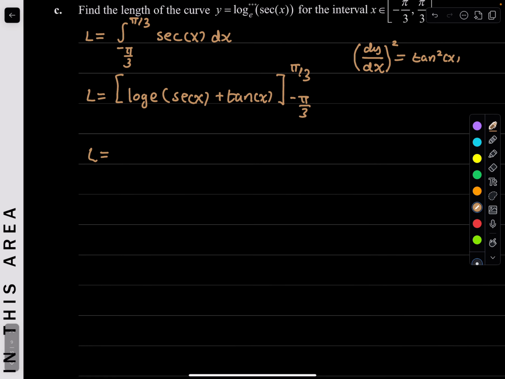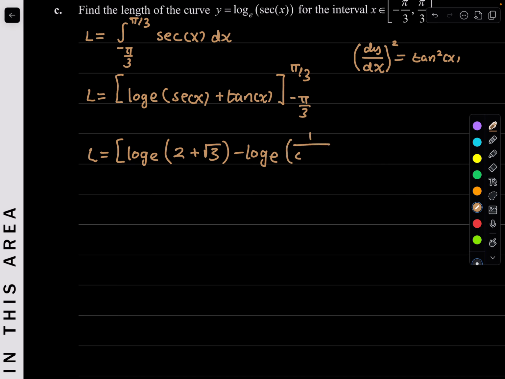All right, let's start subbing values in. Log e. Secant is, by the way, 1 over cos, so subbing pi on 3, what's cos pi on 3? That's half, so it'll be 2. Plus, if you sub in pi on 3 on tan, it's root 3. Close that. Minus, now do it subbing the other terminal in. It's 1 over cos negative pi on 3, but that's the same as cos pi on 3, which is a half, so it'll be 2 again. But when you sub in negative pi on 3 on tan, it's going to be negative, so negative tan pi on 3, which is negative root 3.